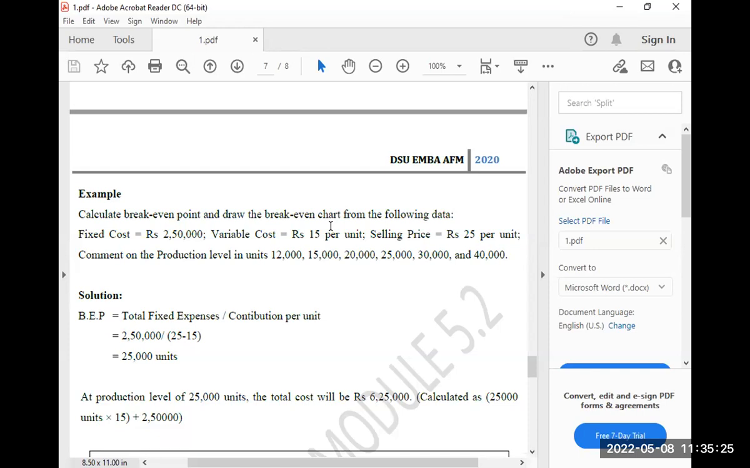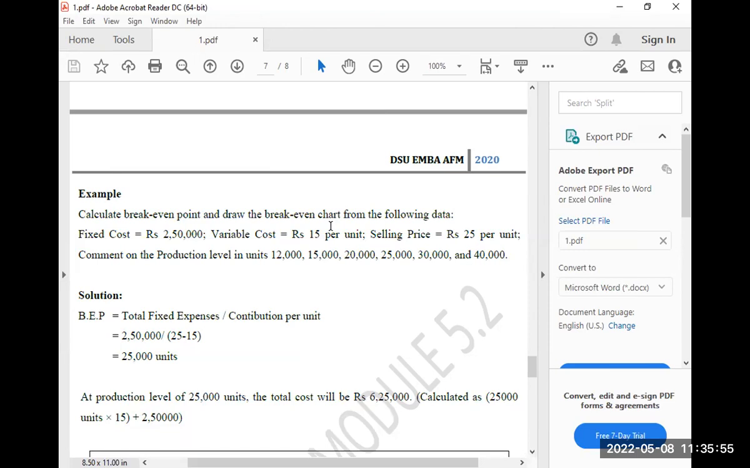Okay, next line. Break-even point in units is equal to 2,50,000 divided by 10. 2,50,000 divided by 10 rupees is equal to 25,000 units. 25,000 units. Next, break-even point in rupees.